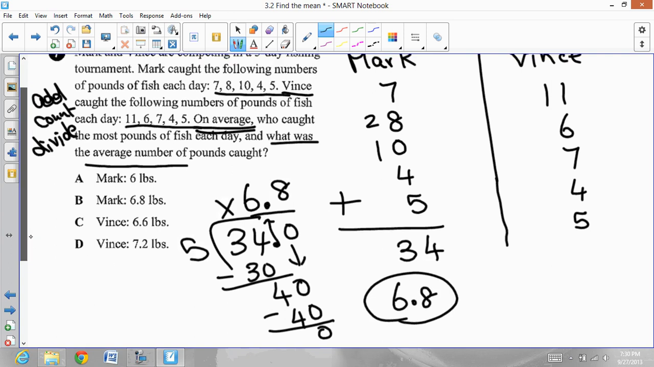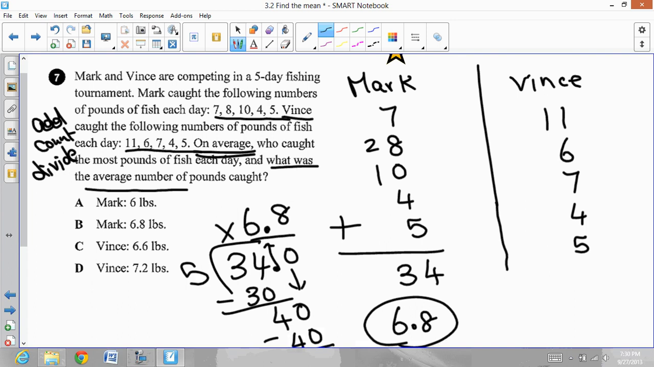Now let's focus on Vince, because the question is asking on average who caught the most pounds of fish each day and what was the average number of pounds caught. So we need to find the same for Vince. The only way you're going to find the average is if you add, count and divide. So let's do the addition for Vince.